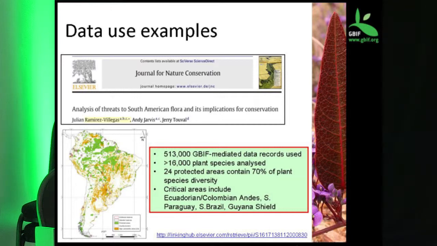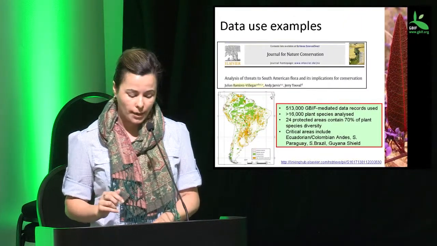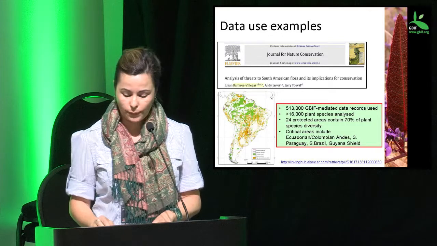However, by prioritising 24 protected areas, the researchers argue that up to 70% of South American plant diversity will be conserved. They also reveal gaps in existing coverage, suggesting new measures to conserve more than 200 further plant species, not currently included in any protected area. Critical areas to monitor, expand and strengthen are mainly located in the Ecuadorian and Colombian Andes, southern Paraguay, the Guyana Shield, southern Brazil and Bolivia. The lead author of the study said the analysis would not have been possible without the ability to access occurrence data through GBIF.